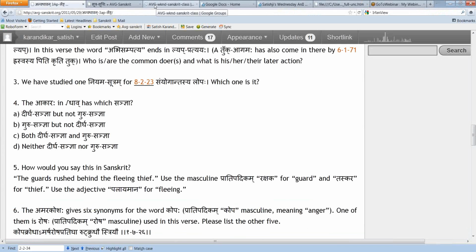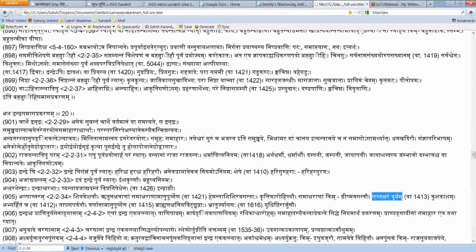Of course, when we compose, we should try to follow the rules as closely as possible. But if you find such usage, we can justify that. Even if that doesn't work, then we can say this entire purvanipata prakaranam is anityam. And ultimately, it is only shishta prayoga; shishta prayoga is pramanam.